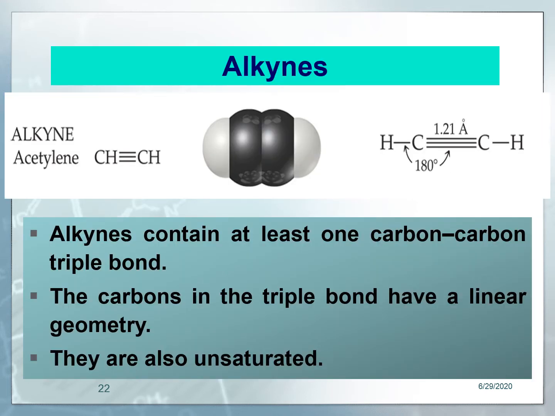Next, we move to the alkynes, which contain at least one carbon-carbon triple bond. The carbons in the triple bond have a linear geometry. Why? Because a multiple bond is very difficult to rotate. They are also unsaturated, because they have multiple bonds.